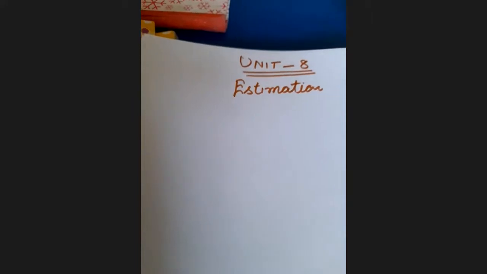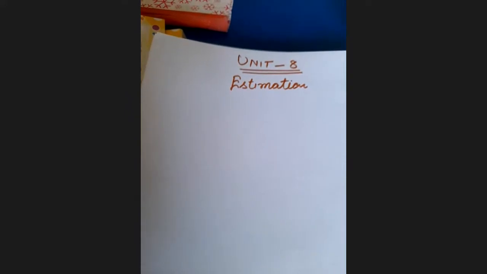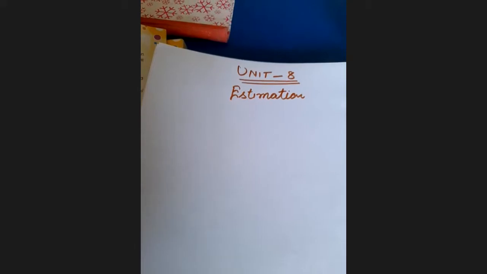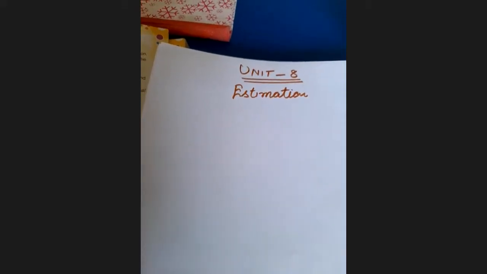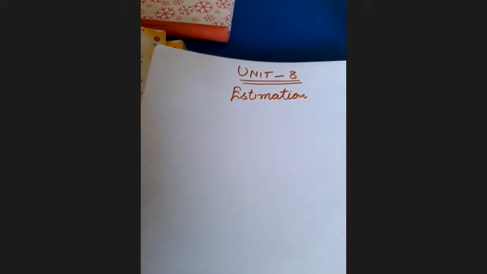Good morning students, dear students. Today we are starting a new topic, that is Unit 8 Estimation. First we discuss what is estimation. Estimation means nearest value. For example, we say how many students are there in Century School. So we approximately say 2500. So 2500 is an approximate value.